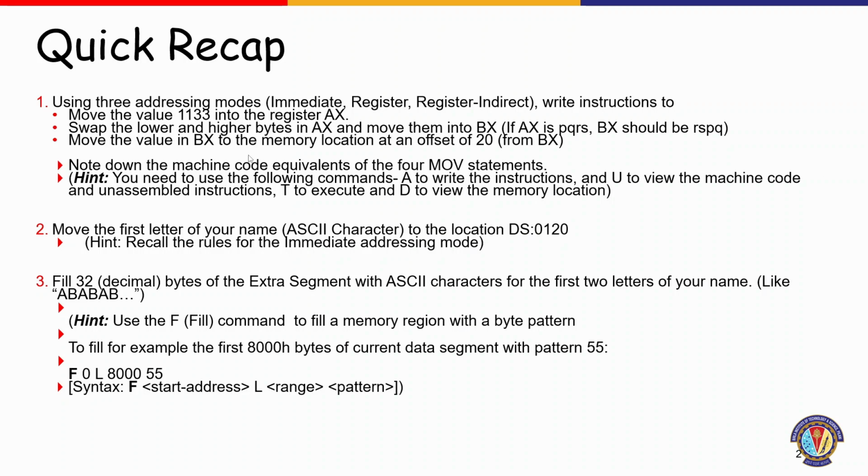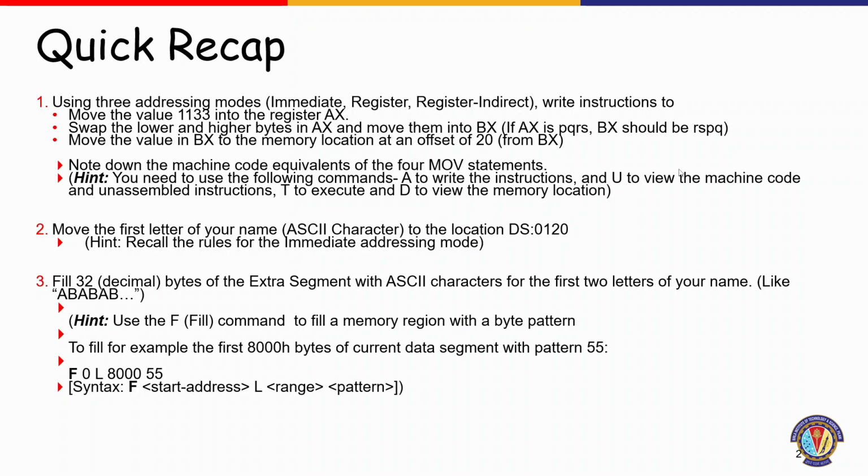The next part is to swap the lower and higher bytes in AX and move them into BX. The trick is that AX can be broken up into AH and AL, and similarly BX into BL and BH, and then you just swap them. The instructions would be simple: MOV BH, AL and MOV BL, AH. Finally, move the value in BX to the memory location at an offset of 20 from BX.